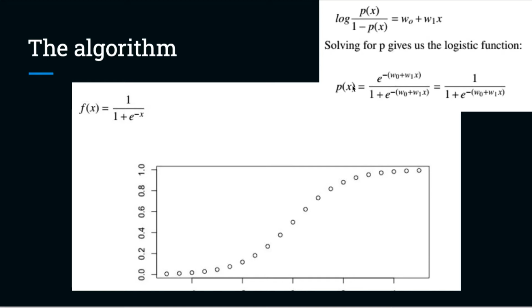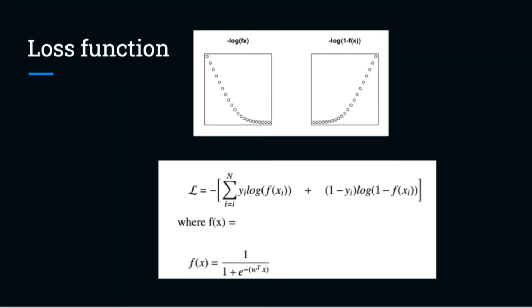If we solve this for p, we get the logistic function. In naive Bayes, we calculated probabilities directly from the training data. In logistic regression, we're going to use an optimization function to find the best parameters or weights, the w's in our formula. And so we'll need a loss function for that.